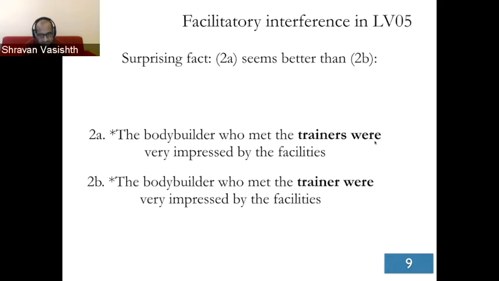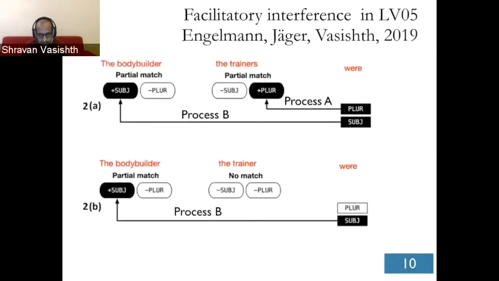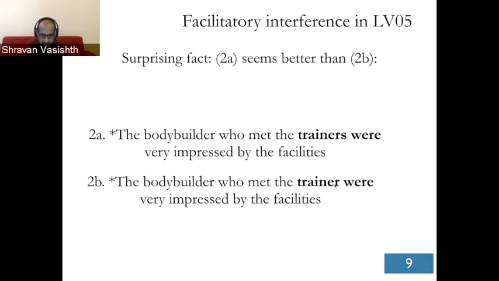And so the interesting thing here is that sentence 2A feels a lot better than sentence 2B, which is equally ungrammatical because it has a singular noun subject and a plural auxiliary. But the big difference is that the noun before the auxiliary is singular here. And if I read this out, this will feel really bad. The bodybuilder who met the trainer were very impressed by the facilities. So even without doing an experiment, you can feel the difference.